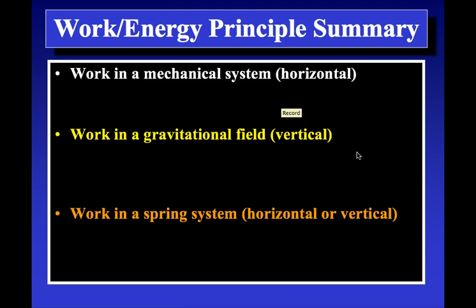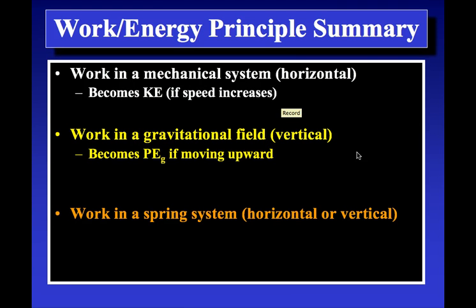So, summarize. Work in a mechanical system. Horizontally, when we apply a force to do work, it becomes kinetic energy if the speed increases. If the speed doesn't increase, it just goes directly to heat with friction. Work in a gravity field becomes PE if it's moving up vertically in the field. And it becomes KE if it's allowed to fall. Once you release an object in a gravity field, it falls.